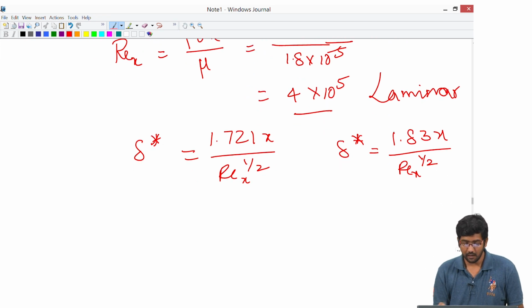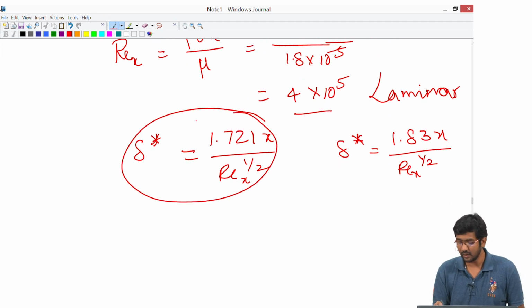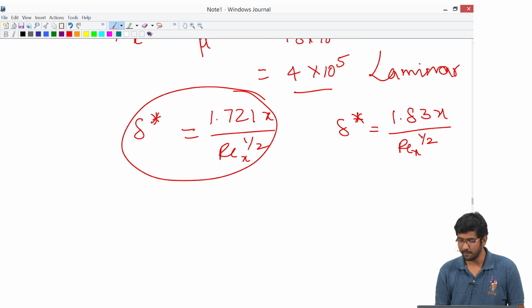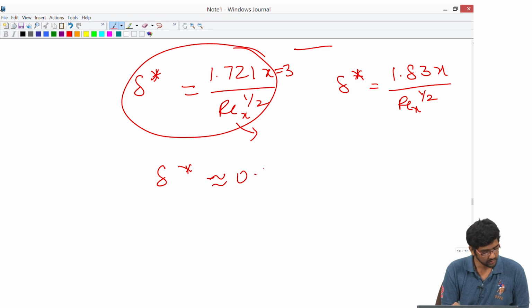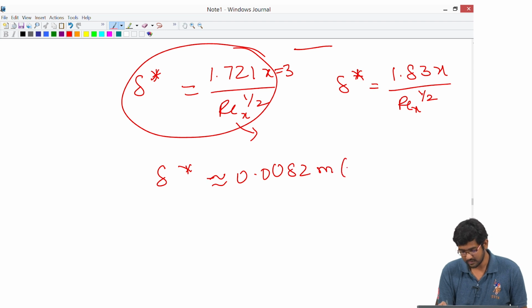So, now we will use the exact equation. Maybe you can try using the equation that we obtained assuming the flow is parabolic. So, we know x, which is 3 meters, and we know Reynolds number. So, that gives us the delta star as 0.0082 meters. So, it is a rounded decimal.